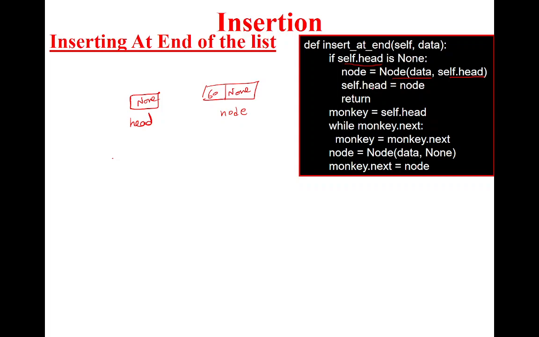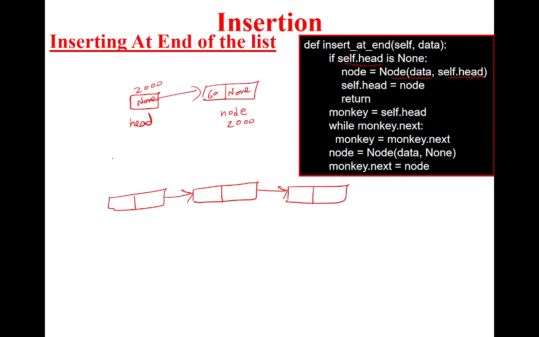Then we are changing the head into node. Let us assume this is 2000. So here we are changing into 2000. The link will be created. So this is also insert at last when there is no node. Okay, but this case fails when many nodes are already there. So we have to identify the last node. For that reason we are using the monkey concept.